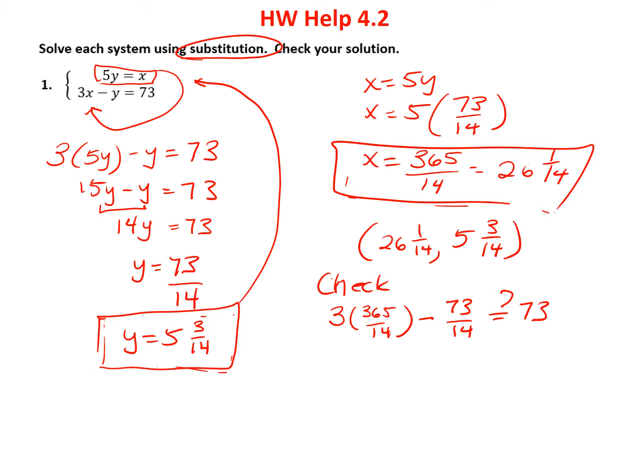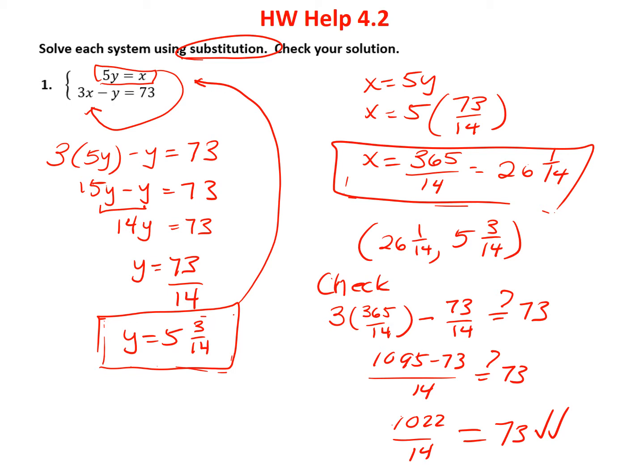Okay, so 3 times 365, I end up with 1095 minus 73, all over 14. And so that 1095 minus 73 is 1022 divided by 14. And 1022/14 is indeed 73. And so I know my answer is correct. Whatever equation you use to solve with up here, when I put the answer back in, I check with the other equation. So now I have an equation here, and our answer again is right here. All right?